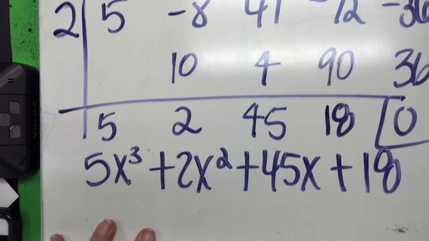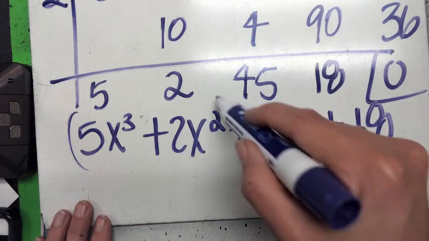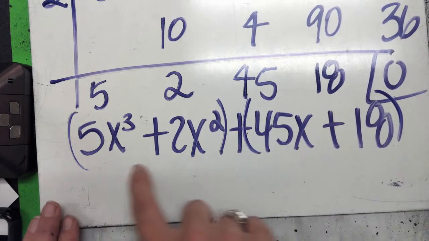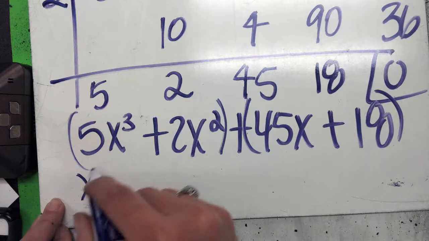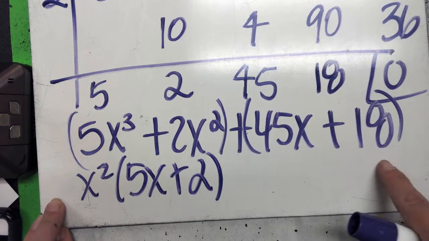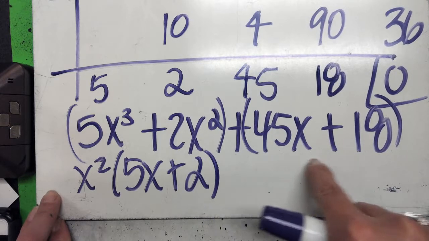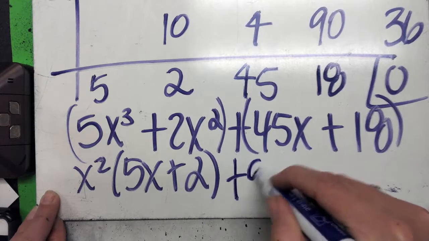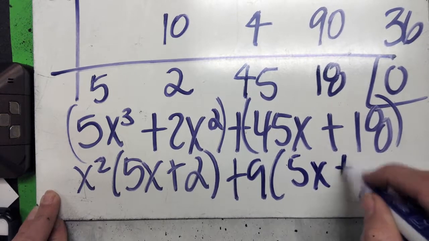Alright, we factor this by grouping. And what do these first two have in common? X squared. What goes in the middle? Very good. And these have bigger. Yeah, 9. Good. 5x minus 2. Plus 2, excuse me.